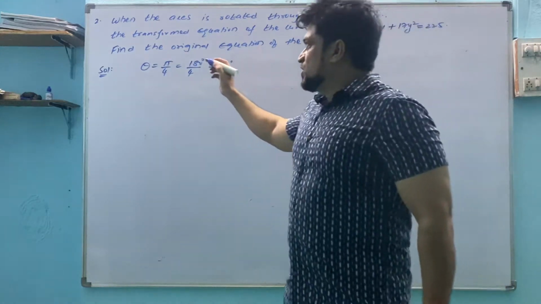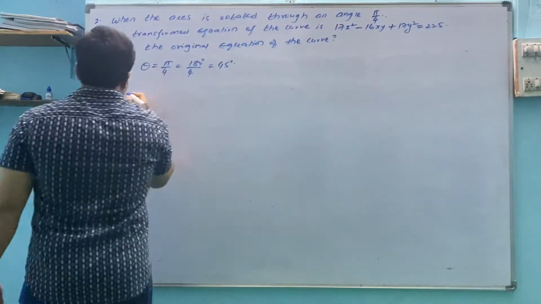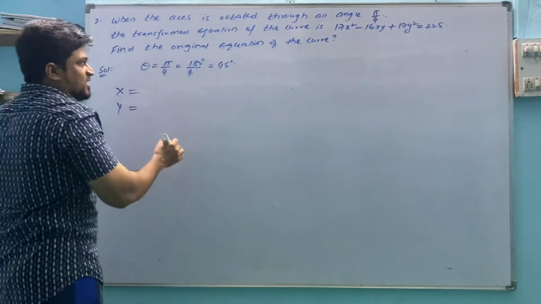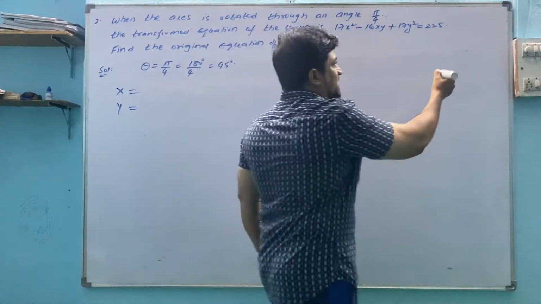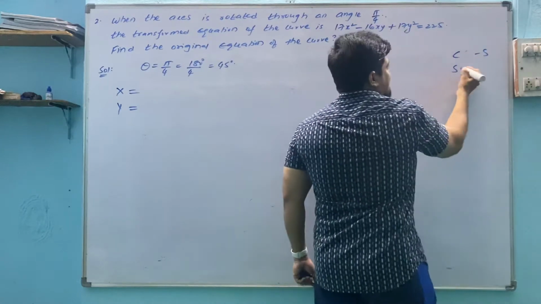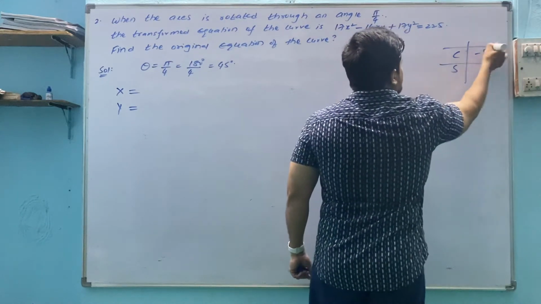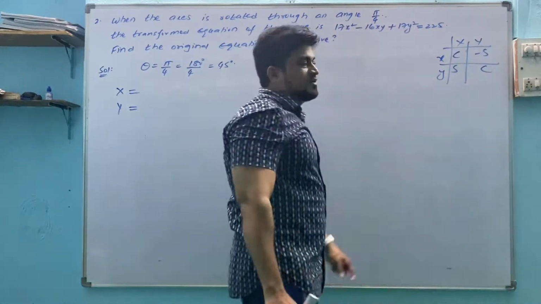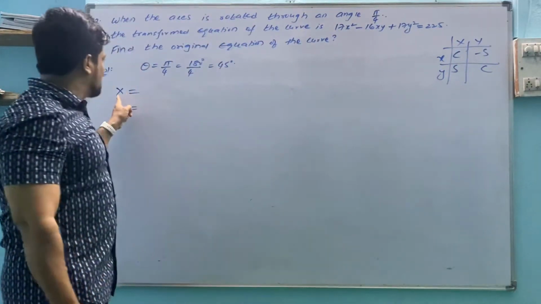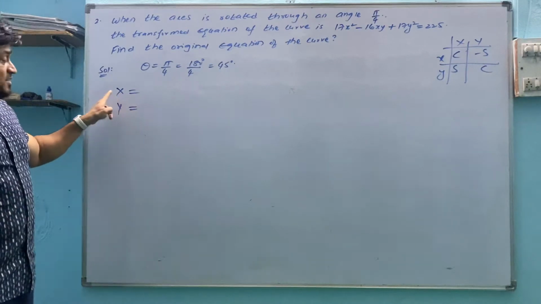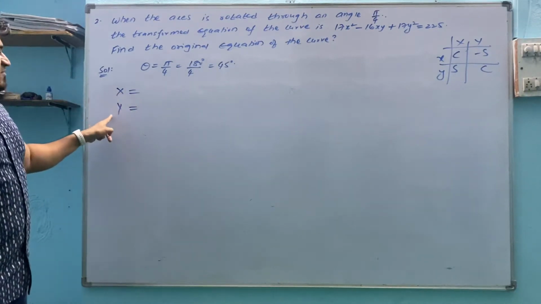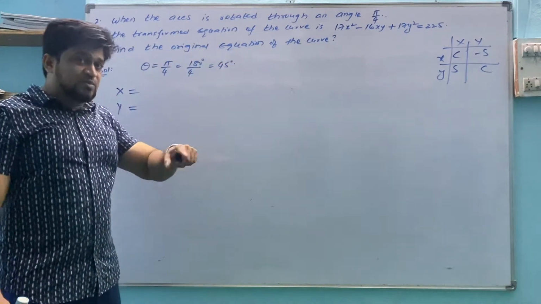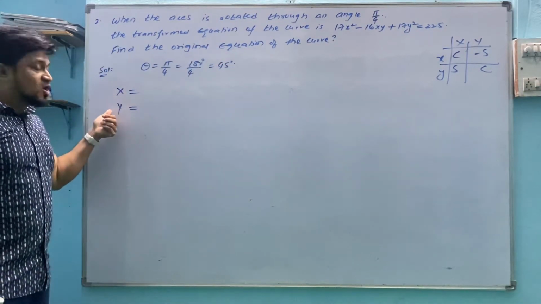Now, to find the original equation, we have to take capital X equals to and capital Y equals to. If you don't know the formula, you just write C minus S, S C in rough column, then take a box, small xy on left side, capital XY at the top. Once we have this one, we are equating which value? This you need to remember. Capital X and capital Y on left side, because we are finding the original equation. Suppose we are finding the transformed equation, that time you need to remember to take small xy.